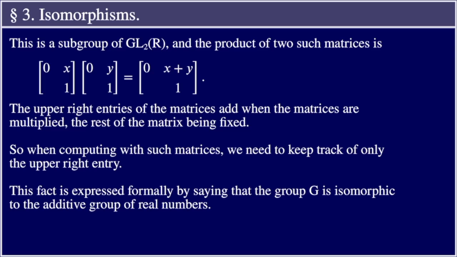The upper right entries of the matrix add when the matrices are multiplied, the rest of the matrix being fixed. So when computing with such matrices, we need to keep track of only the upper right entry. This fact is expressed formally by saying that the group G is isomorphic to the additive group of real numbers.